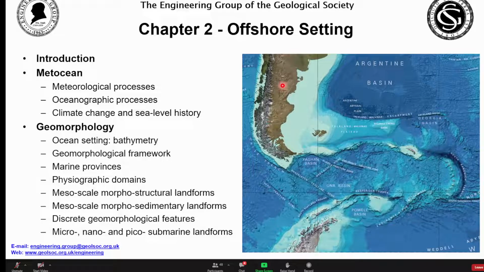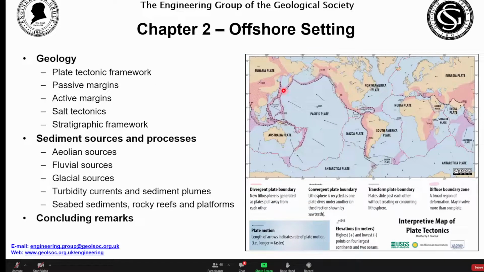And again, there's a framework there developed for how we build from the mesoscale through the micro on a case-by-case basis. So that's the geomorphological framework that's being provided. We then go to talk about a geological framework, looking at, again, starting big picture with plate tectonics and how that drives different tectonic units and settings, and then going through into a stratigraphic framework, and then the final section talking about sediments and sediment sources and processes. And talking about that again from a big picture. So that's chapter 2, on the offshore setting.